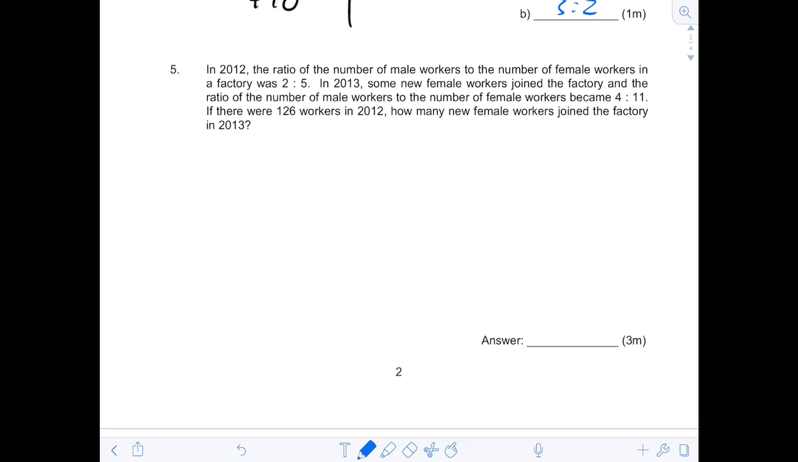Okay. Question 5. In 2012, the ratio of the number of male workers to female workers in the factory was 2:5. So male is to female is 2:5. This is in 2012. Okay, so now we go to 2013. Some new female workers joined the factory, and the ratio of the number of male workers to the number of female workers became 4:11. Okay, if there were 126 workers in 2012, how many new female workers joined the factory in 2013?